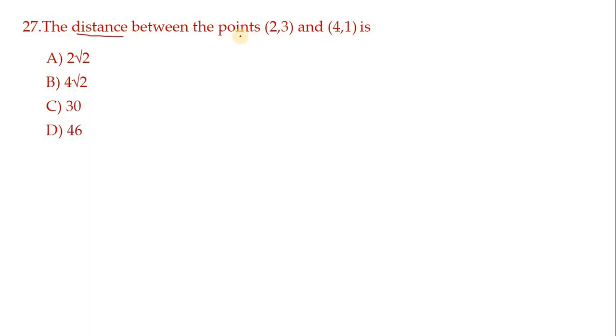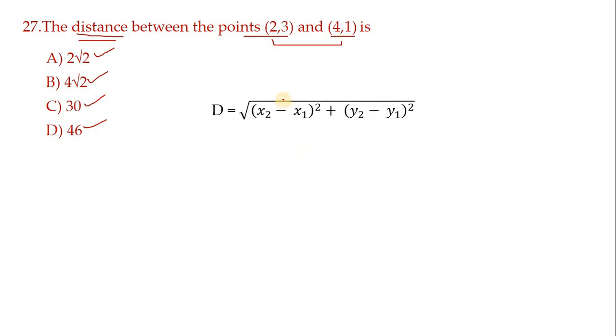27. The distance between the points 2, 3 and 4, 1 is 2 root 2, 4 root 2, 30, 46. So we have to find the distance between these 2 points. So we have to use the distance finding formula, children. So that is root of x2 minus x1 whole square plus y2 minus y1 whole square. Substitute the values here. So x2 means 4, x1 means 2, y2 means 1, y1 means 3.